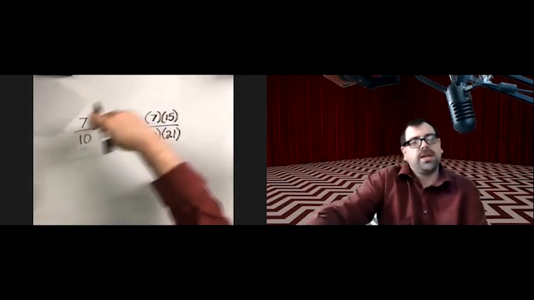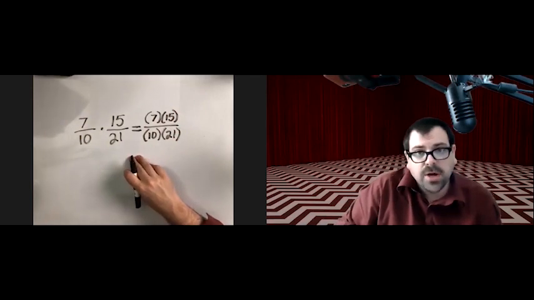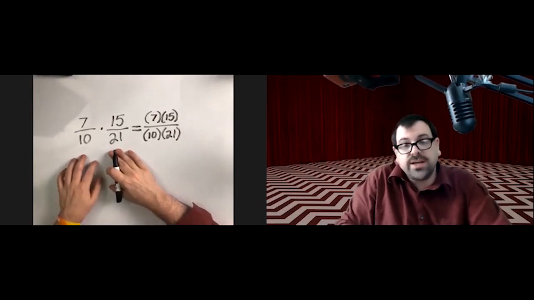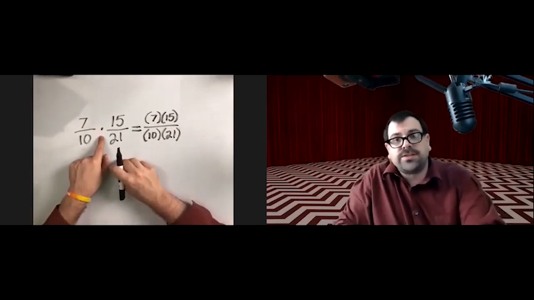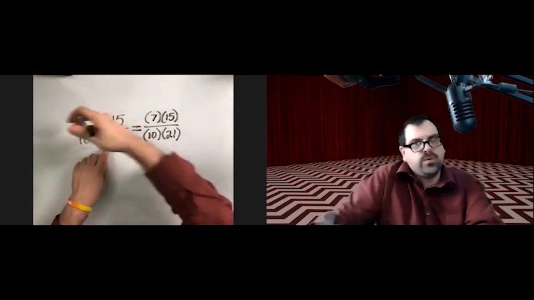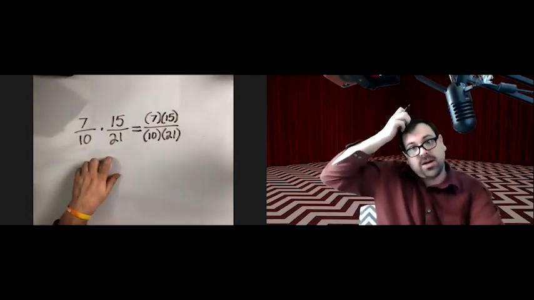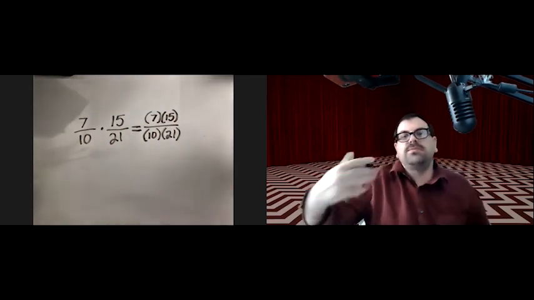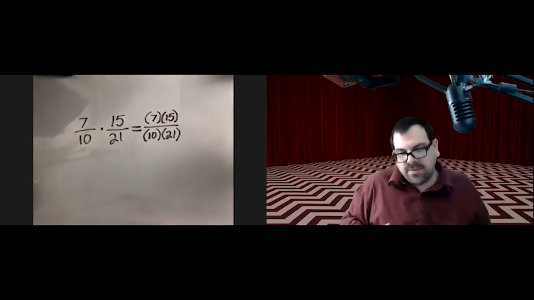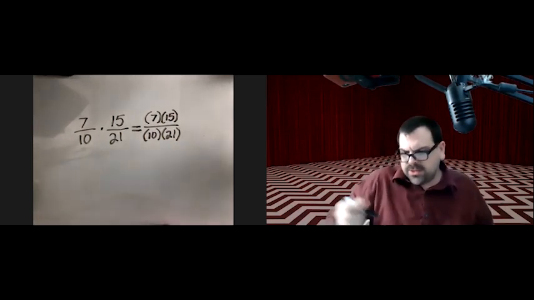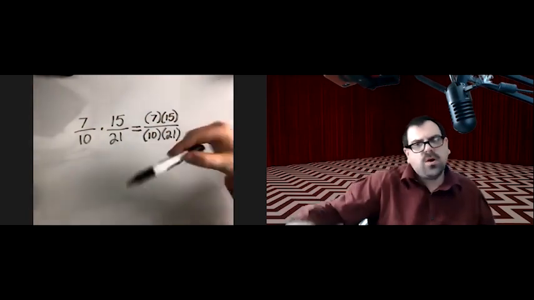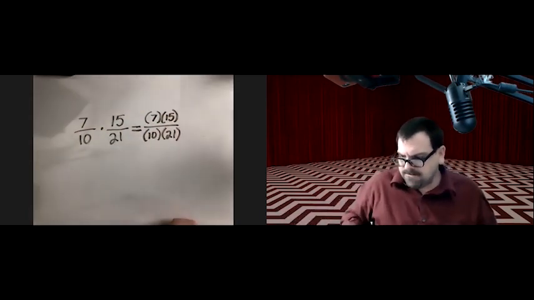And remember, multiplying across the top, multiplying across the bottom, that might naturally be what you want to do when you look at this, but it only works for multiplication. If we were adding these two fractions, we wouldn't add across the top and add across the bottom. If we were subtracting, we wouldn't subtract the tops and bottoms. If we were dividing, we wouldn't divide the tops and the bottoms. So this straight across on top and bottom, numerator and denominator, that is only for multiplication.